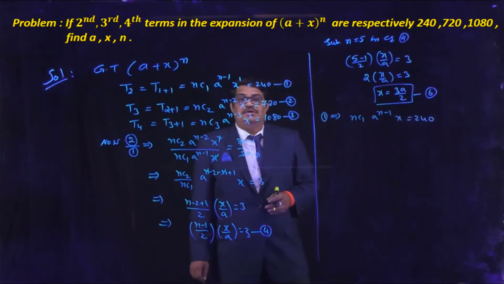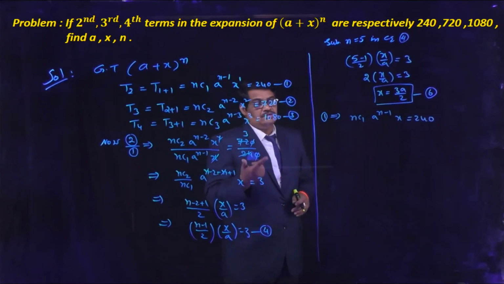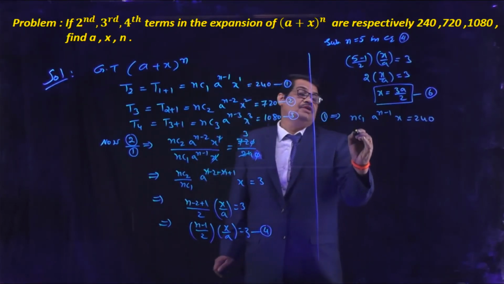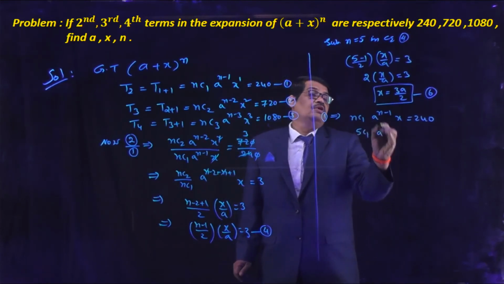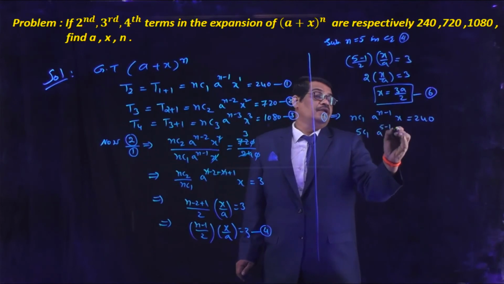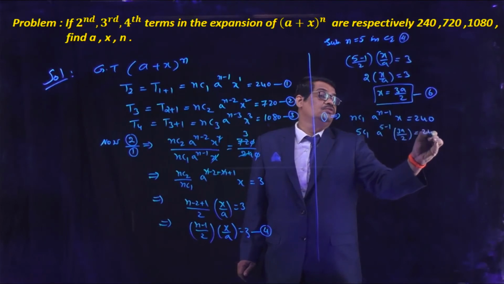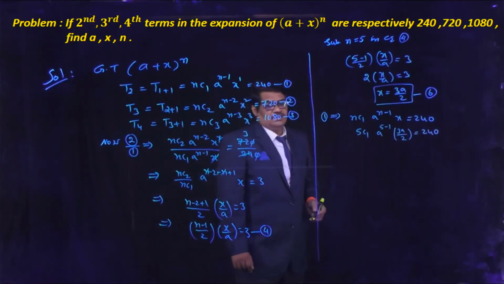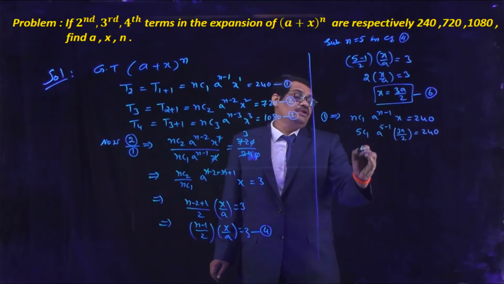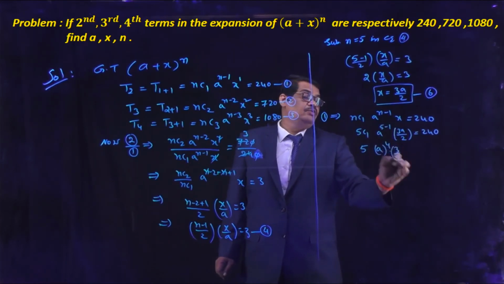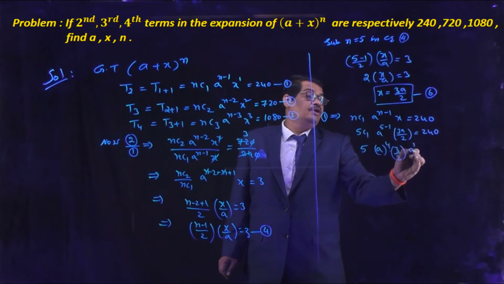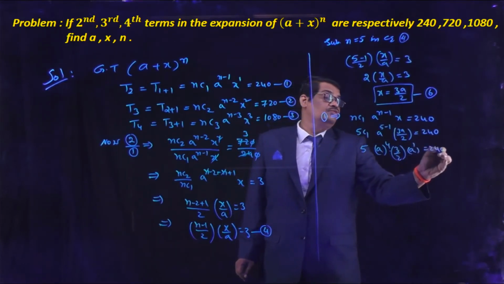That is equation 1. So we know that n is 5, so 5C1 into a to the power of 5 minus 1. Here x we are writing in terms of a, that is 3a by 2, is equal to 240. From that, what is 5C1? That is 5. Here a to the power of 5 minus 1, that is 4, into 3 by 2 is the constant, into a to the power of 1 is equal to 240.